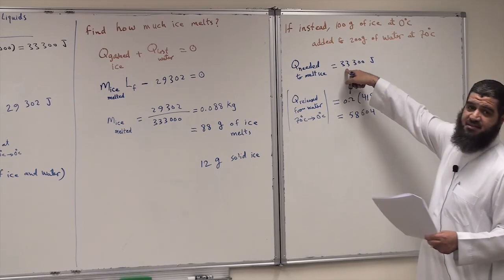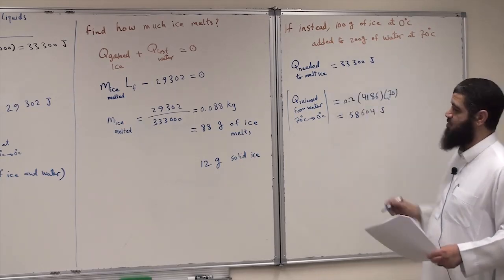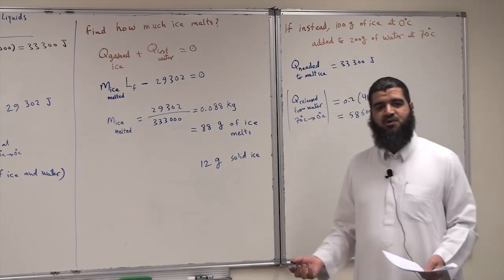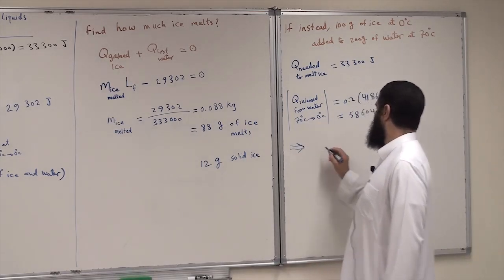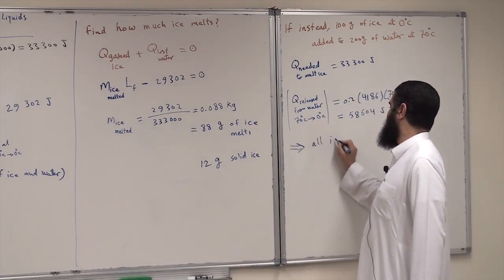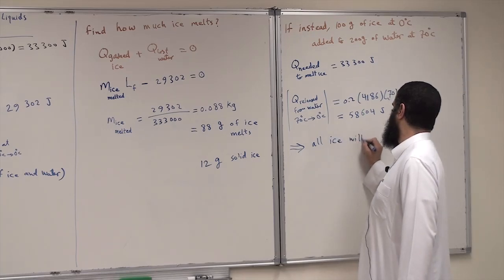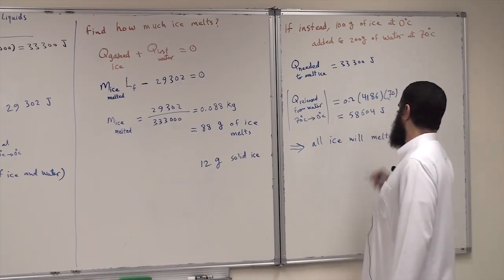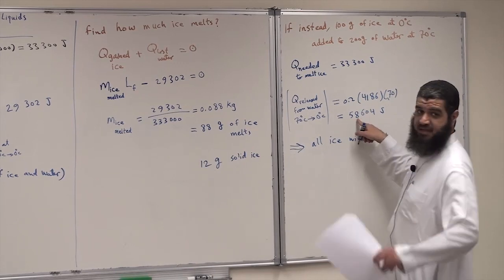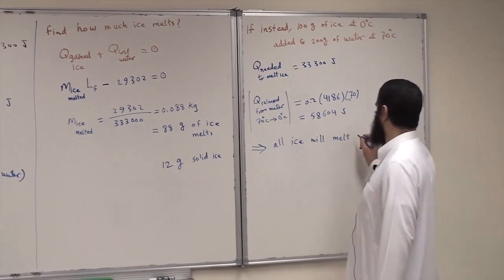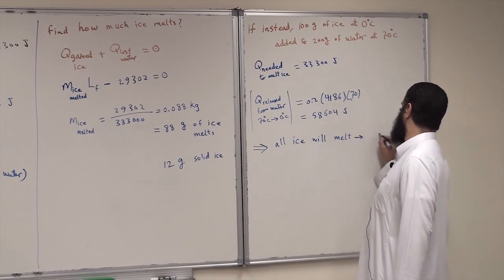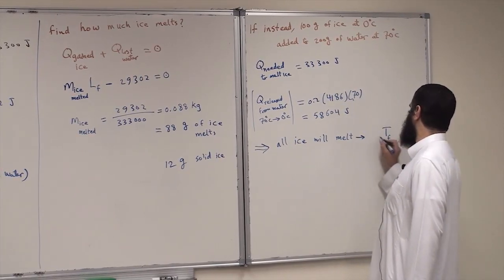So we have more than enough. 58,000 is much greater than 33,000. So we are sure that all ice will melt. Conclusion: all ice will melt. Not only that, we have extra heat available. So the final temperature will be greater than 0.